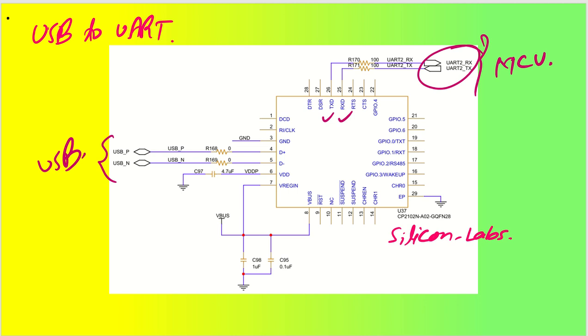It is very simple IC. You have to just utilize your V bus signal which is coming here, and then you put your VDD with 4.7 microfarad, and this is how it is very easy. You can connect it like this.